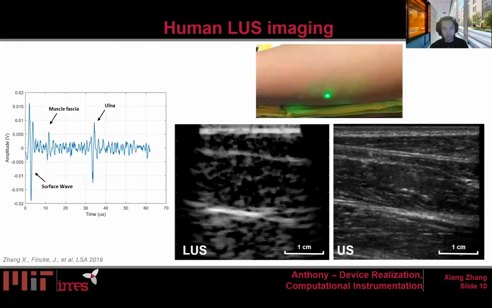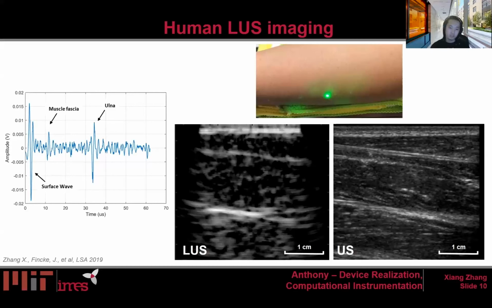And because we're eye and skin safe, we're also able to test on human subjects as well. So this is the same setup as the previous slide with the laser image on the left and then the GE image on the right. Again, similar images, similar features can be seen where there's light reflections from the muscle fascia and stronger reflections from deeper in the tissue from the bone surface.